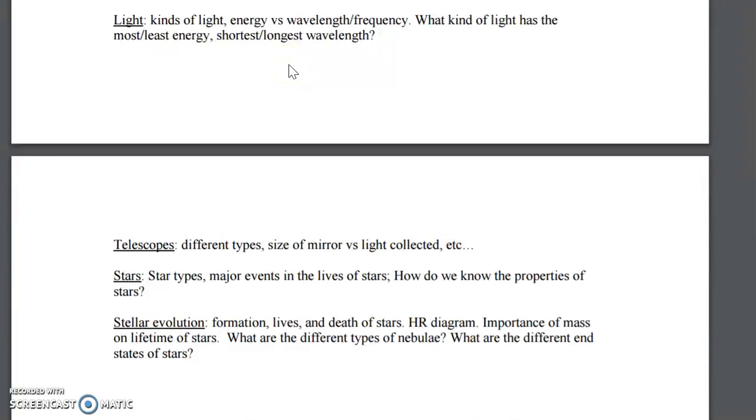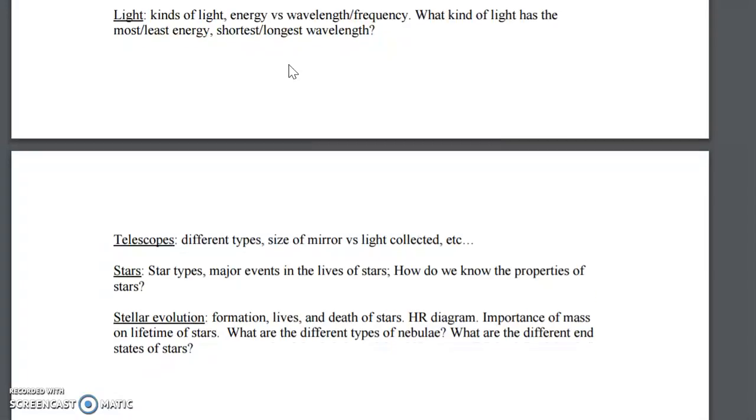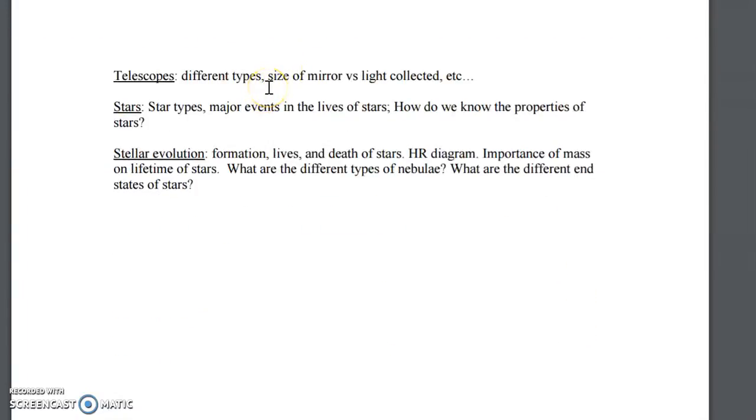Know that light, energy, and frequency are all related, and the different types of light that make up the electromagnetic spectrum. Telescopes, you know now that the largest telescopes in the world are reflecting telescopes, which use mirrors, versus refracting telescopes, which use lenses. And the important factor in a telescope is the size of its mirror lens, which determines how much light it collects.